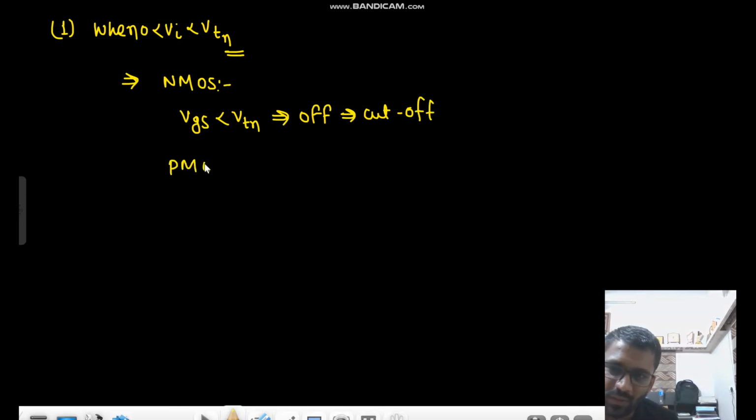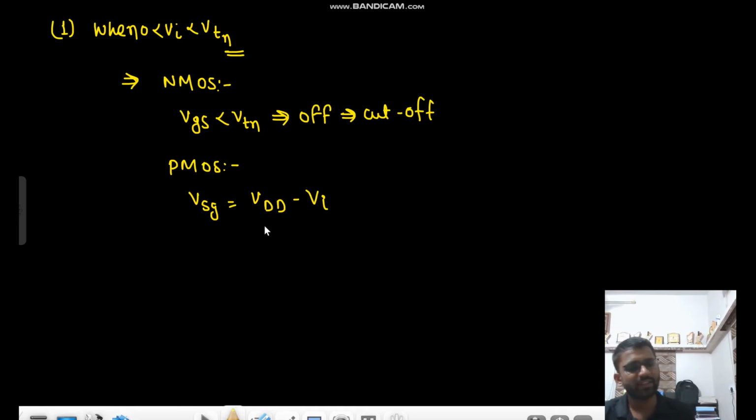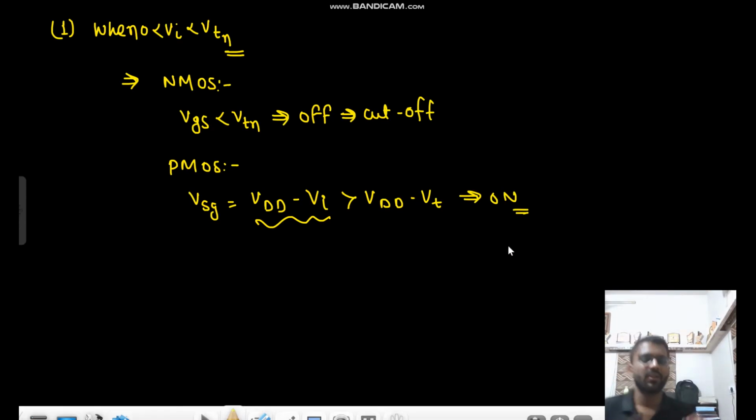And for PMOS, VSG is VDD minus V in. VTP is 1 volt, so it is surely greater than 4 volt, right? That means this value is greater than VDD minus VTP, that means it is greater than 4 volts. So that means your PMOS is on and your NMOS is off. Now it is on, but will it go into saturation region or linear region?